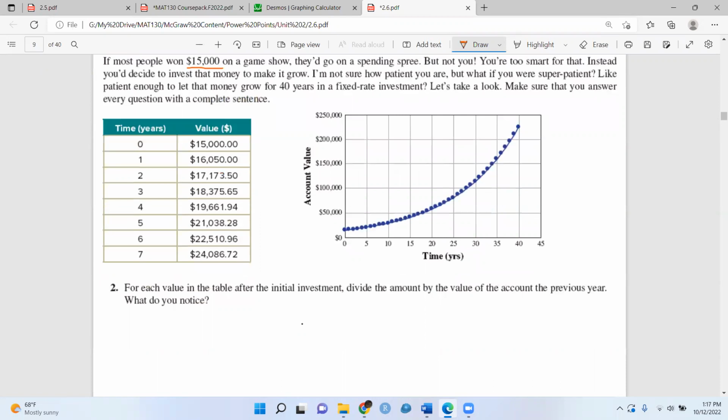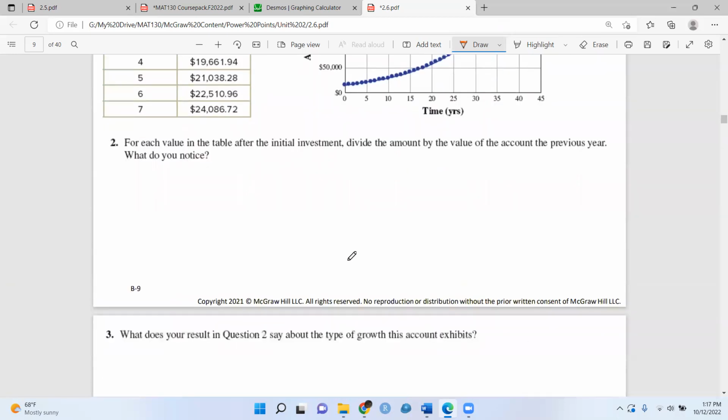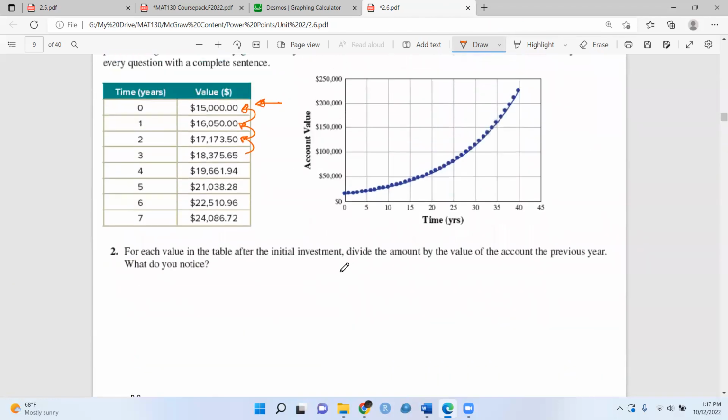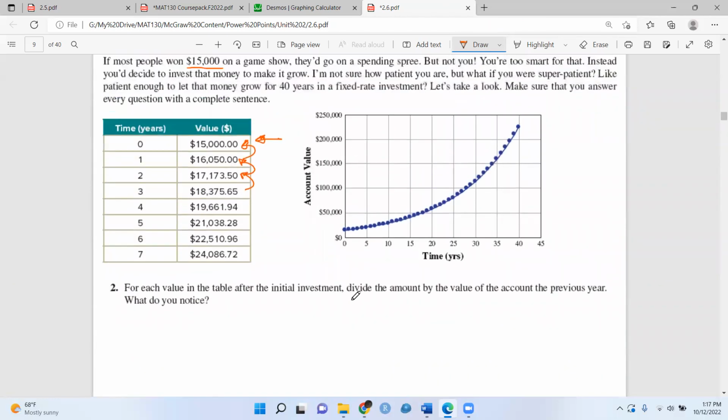So first, for each value in the table after this initial investment, after our 15,000, so everything after, divide the amount by the value of the account the previous year. So 16,050 divided by 15,000. This divided by that. Do that in Desmos and see what you get, and then see what that says about it. So I'll give you 5 minutes to try that. Set a timer for 5 minutes. Probably too much time, but try it out.